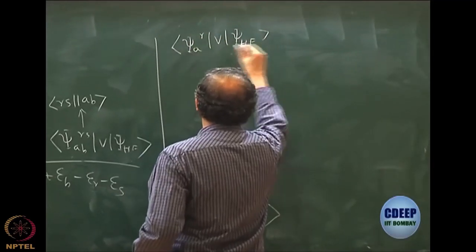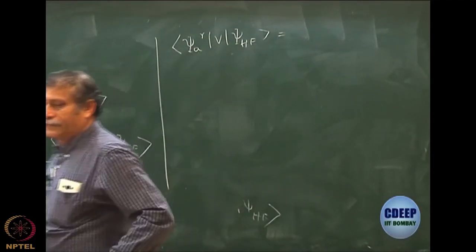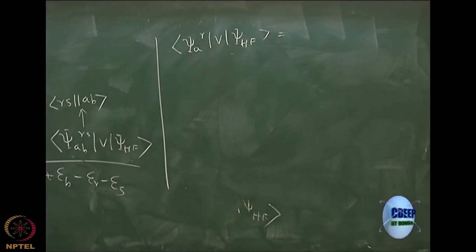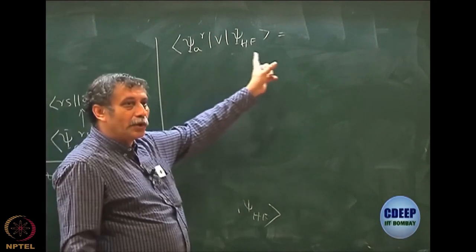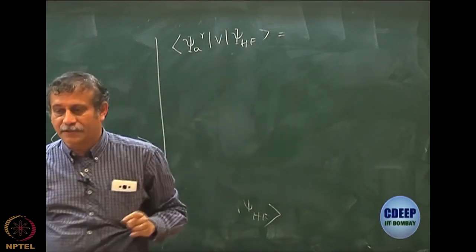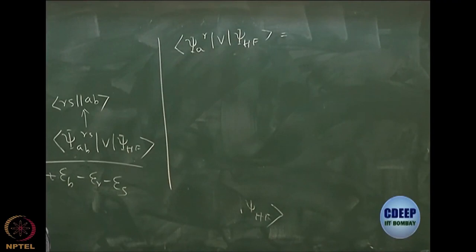So what is the result of this? First, let us start from here. What is the result of that? Brillouin's theorem: if it was the Hamiltonian, it would be 0. Remember, now what is the result of this? So everybody thinks it is non-zero? Yes, it is 0. I will show you why.